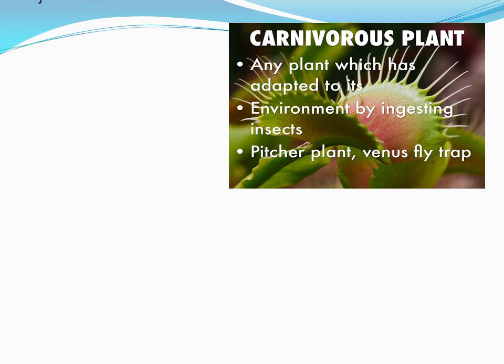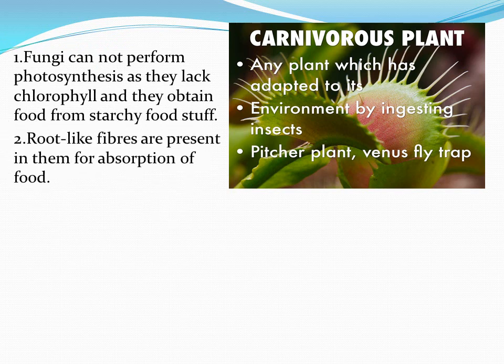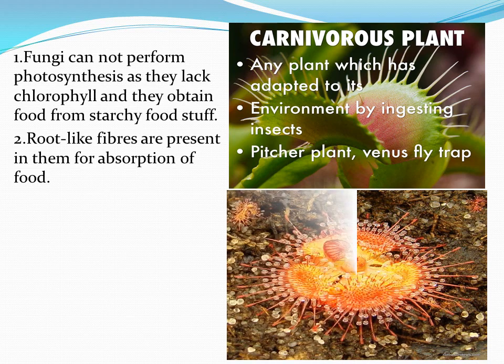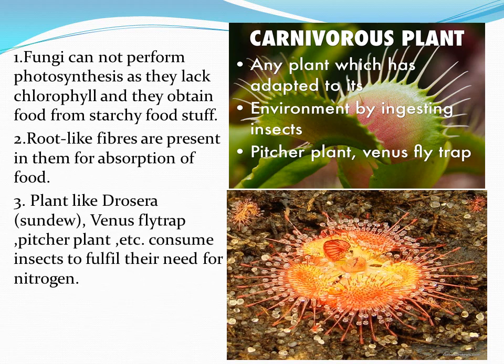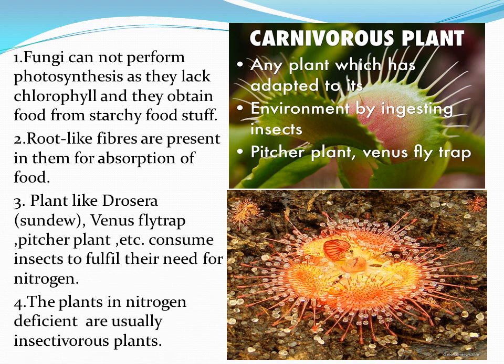Fungi cannot perform the process of photosynthesis as they lack chlorophyll, and they obtain food from starchy foodstuff. Root-like fibers are present in them for absorption of food. Plants like Drosera, Venus flytrap, pitcher plant, etc. consume insects to fulfill their need for nitrogen. The plants in nitrogen-deficient soil are usually insectivorous plants.